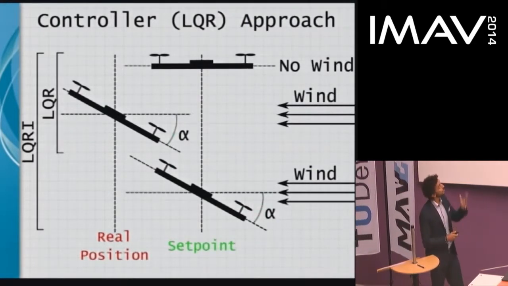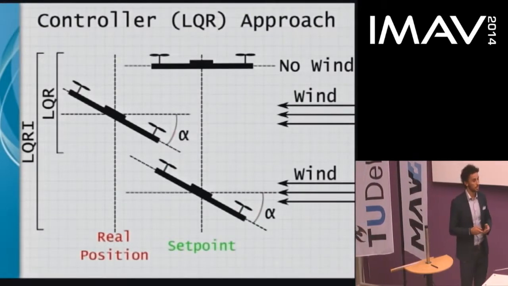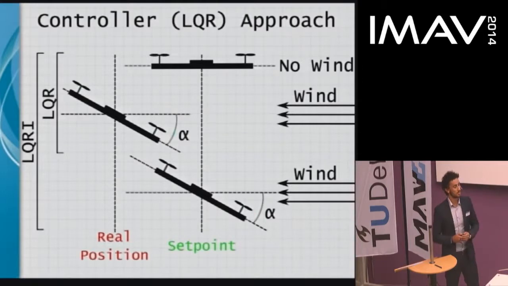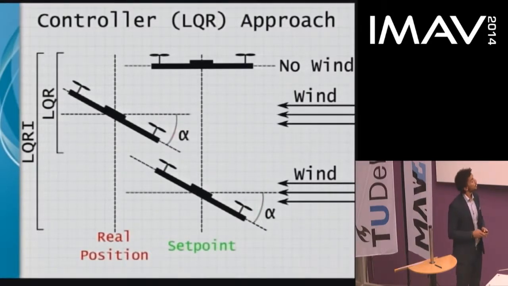If you have no wind, of course LQR and LQRI work the same. Then if you have a constant wind, this is a strong assumption, of course, the wind is not constant, to my experience, the quadrotor with an LQR will drift from the position and will tilt. And with an LQRI, it will come back to the position in a tilted attitude.